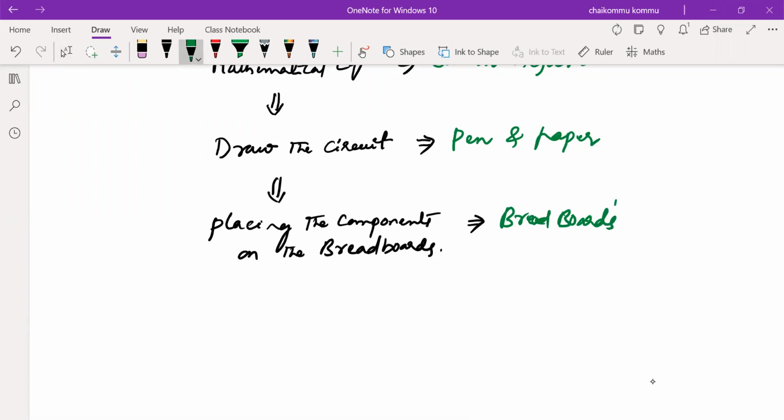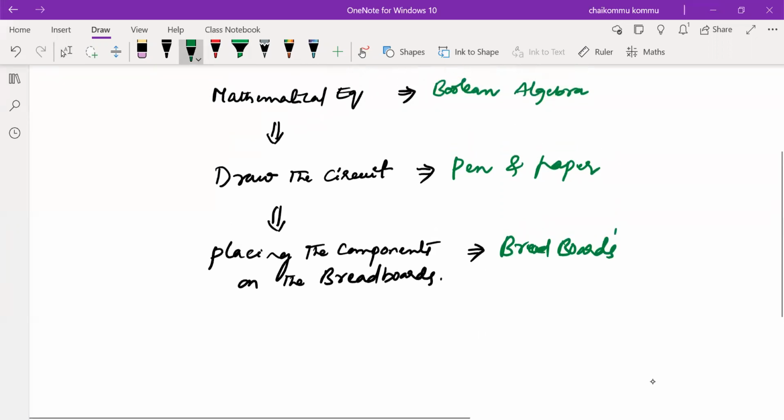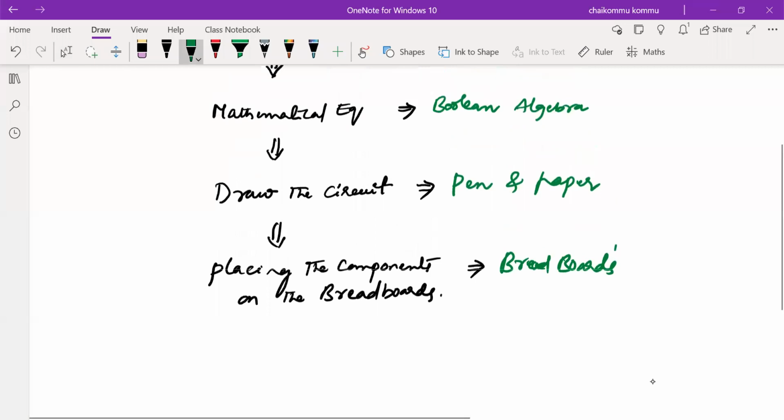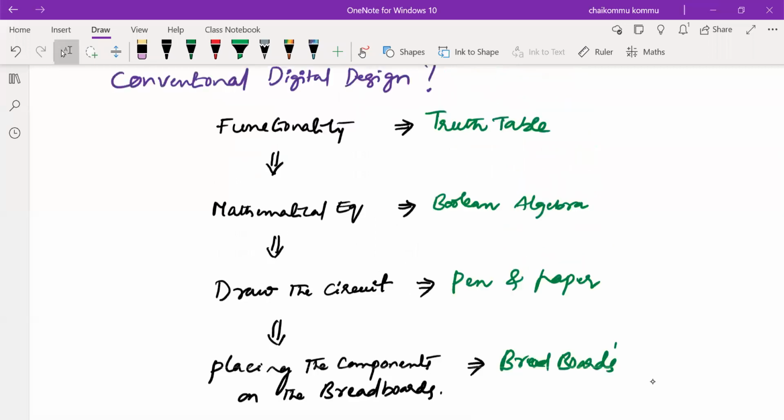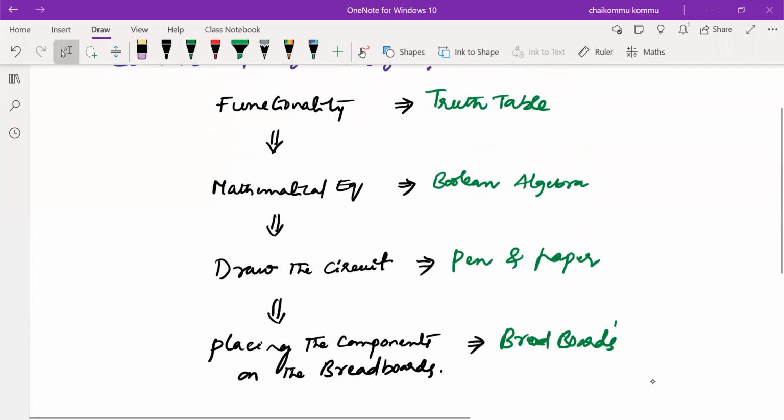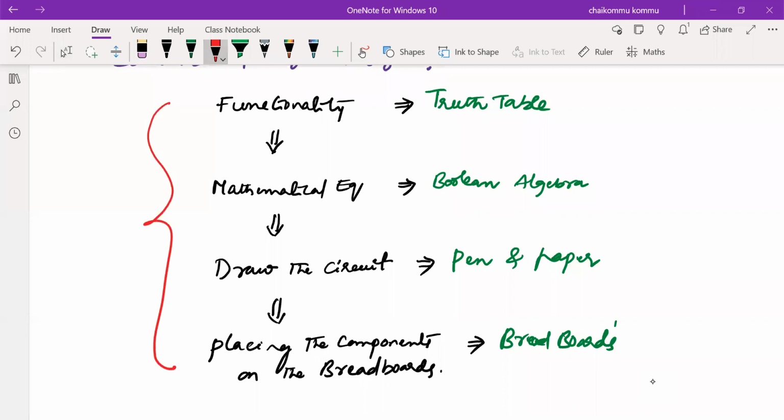We have to consider the breadboards. Okay, so this is what the conventional design flow looks like, right? From the idea to the actual breadboard connectivity circuit will be the process of designing the things. So I can say simply all these things, whatever I'm talking about, these are called the design process.